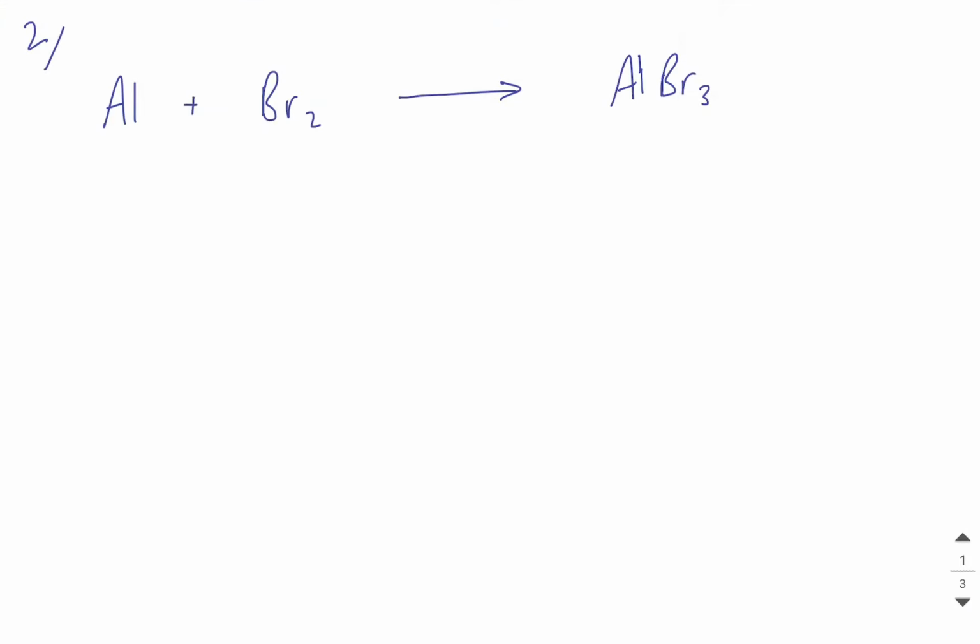Going to try and do a little bit more help for the balancing equations task. What I've written out here is the equation in green 2. So we've got Al plus Br2 makes AlBr3. Al is aluminium, Br is bromine. So we've got aluminium reacting with bromine to make aluminium bromide. These are the reactants, and this is the product.